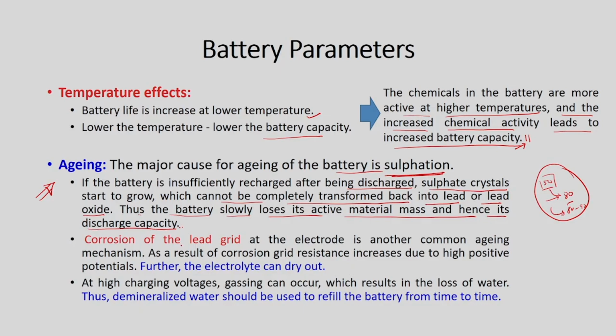And corrosion is also one of the problems, and because of this corrosion the electrolytes may dry out. At a higher charging voltage, if the battery is charged at very high voltage, gassing can occur. Gas will be generated, which results in the loss of water. As you can see in the overall reactions, water will be on the product side, so water losses will occur. Thus demineralized water should be used to refill the battery from time to time. That is why we have to buy demineralized water to be used in lead acid batteries for proper functioning.